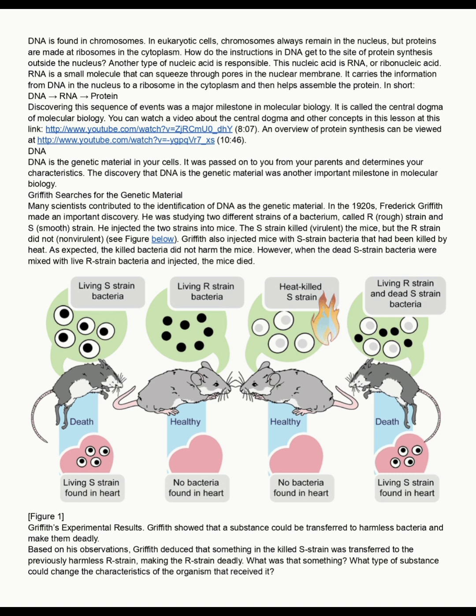It carries the information from DNA in the nucleus to a ribosome in the cytoplasm and then helps assemble the protein. In short, DNA to RNA to protein. Discovering this sequence of events was a major milestone in molecular biology. It is called the central dogma of molecular biology.